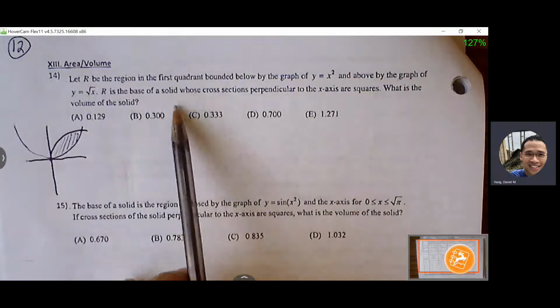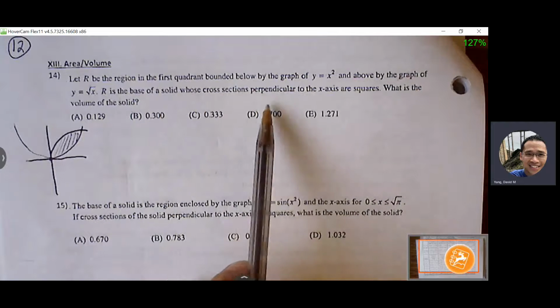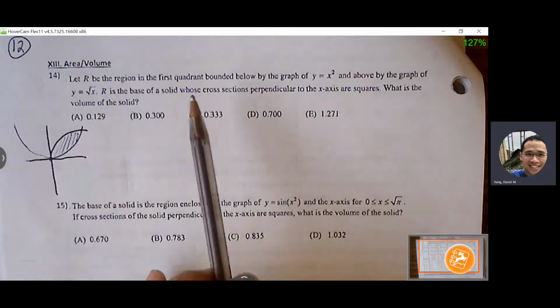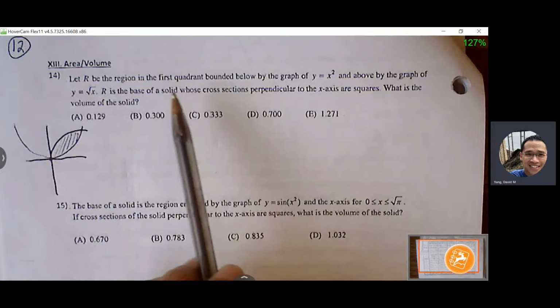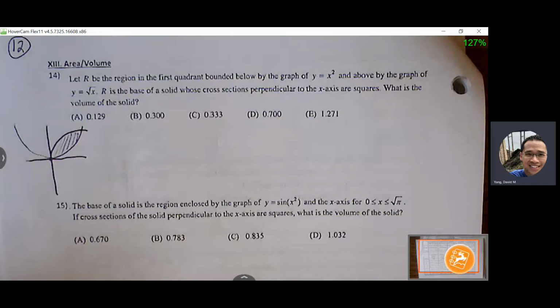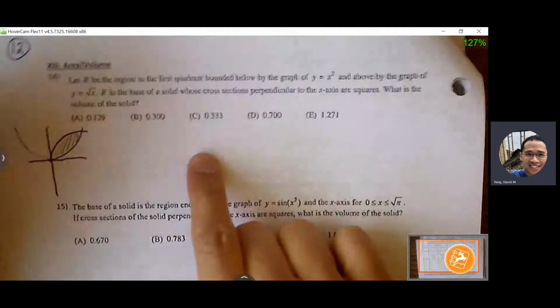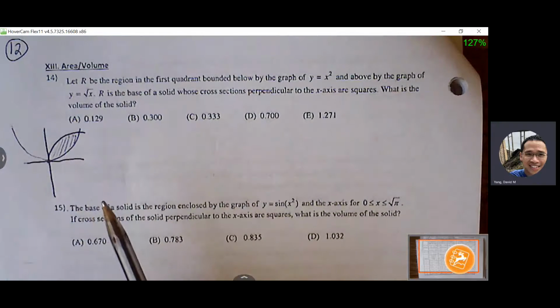Okay, the base of a solid whose cross-sections perpendicular to the x-axis are squares. So this is not going to be a rotation problem. All we're going to do is find the base, match it with one of the formulas, and then put it into our volume formula.